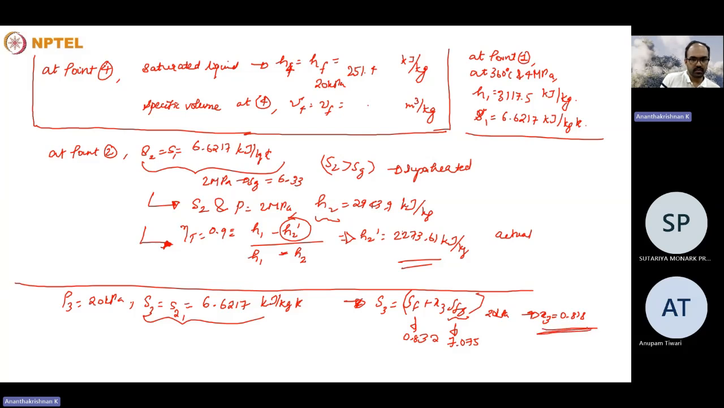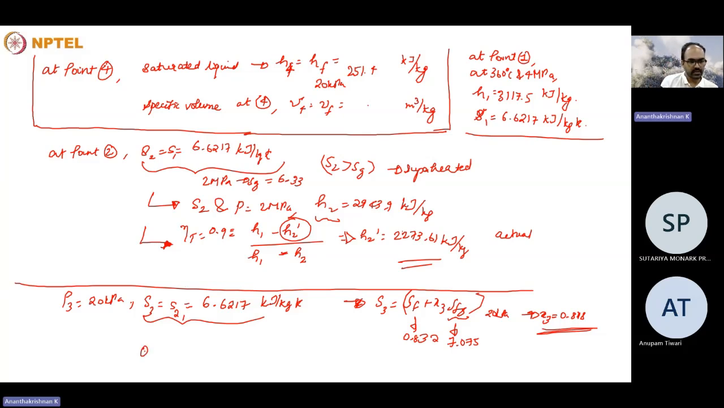Once we know this value, 0.818, we get to see that this is the dryness fraction at the point 3. This is based on the entropy value of S3. But in this particular problem we have to calculate the actual value of enthalpy at the particular state point.